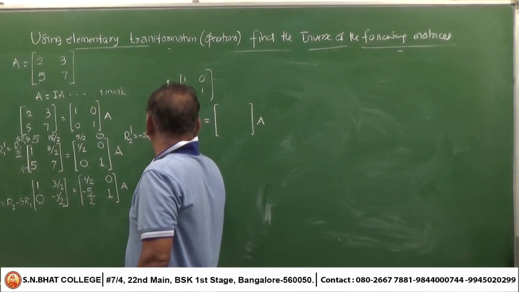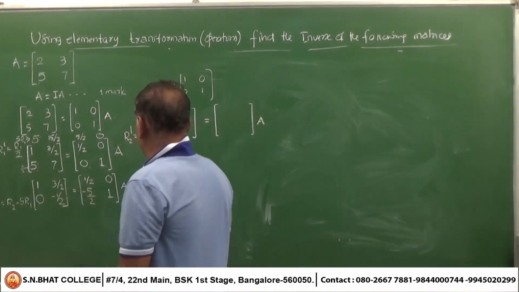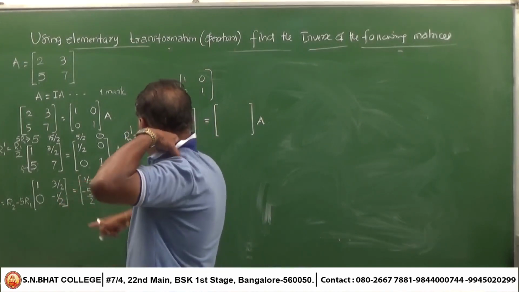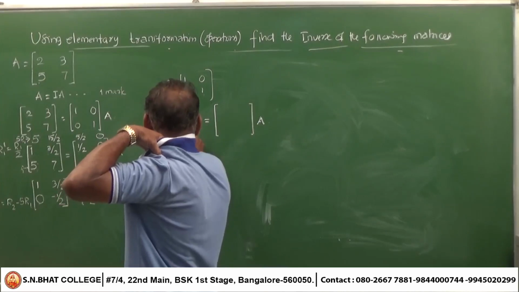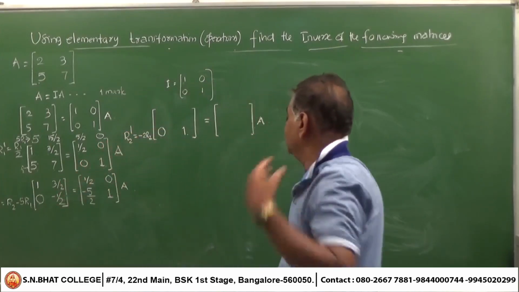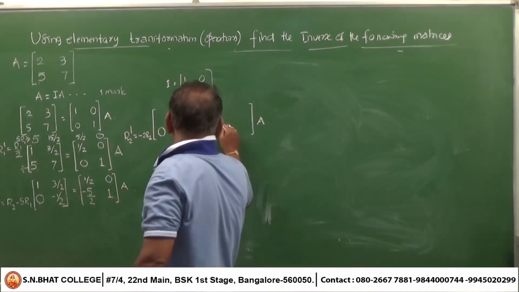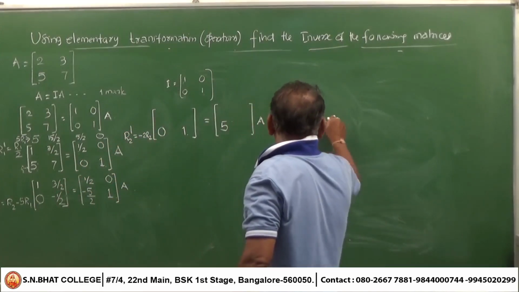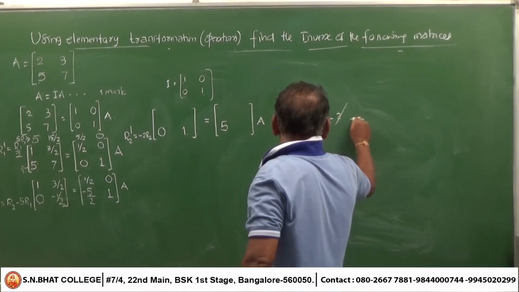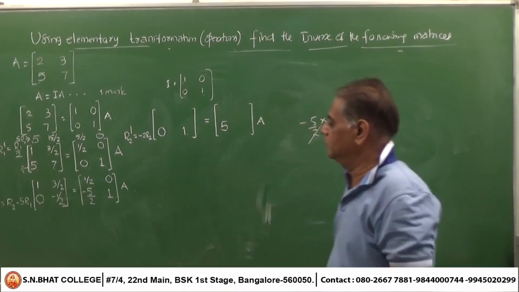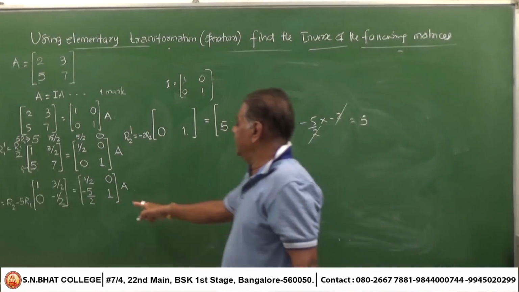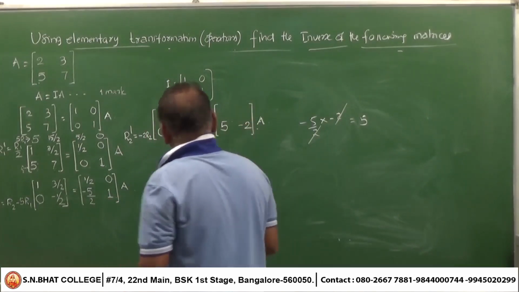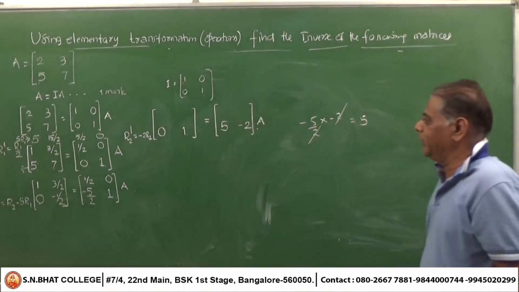If you multiply R2 by minus 2, 0 into minus 2 is 0. Already one minus is there, so minus into minus becomes plus. 2 by 2 is 1. Minus 5 by 2 into minus 2, the 2s get cancelled, this is plus 5. Next, 1 into minus 2 is minus 2.